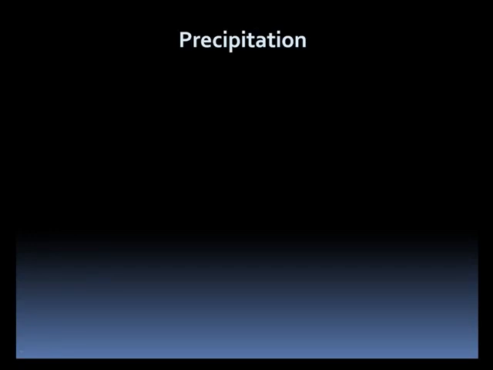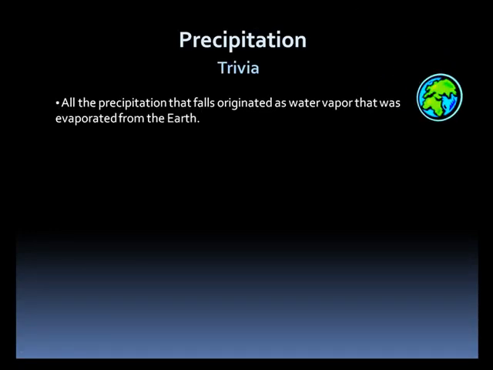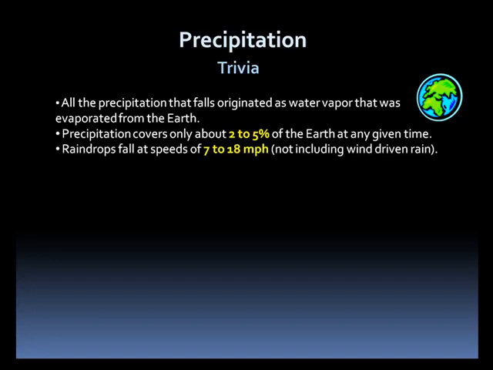Here's a little precipitation trivia for you. Did you know that all the precipitation that falls originated as water vapor from the Earth? Precipitation only covers 2 to 5% of the Earth at any given time. Raindrops fall at speeds of 7 to 18 miles per hour.